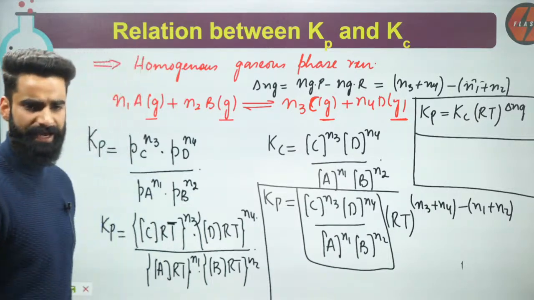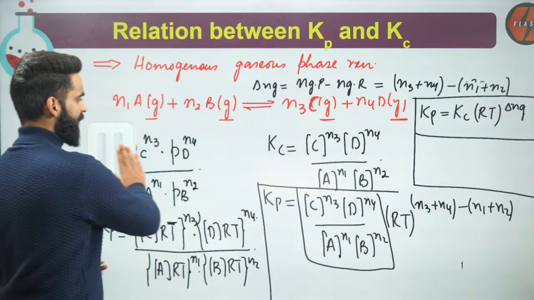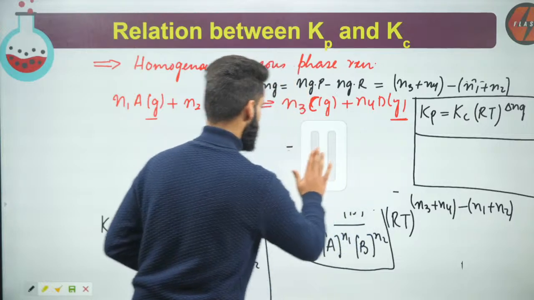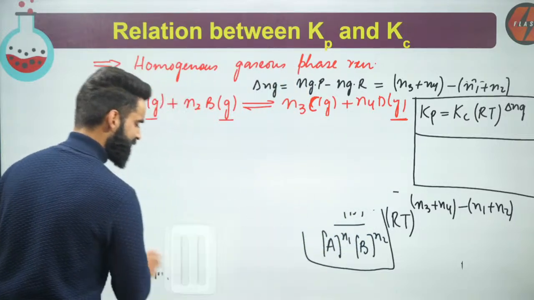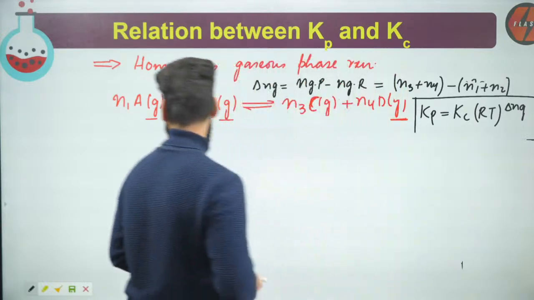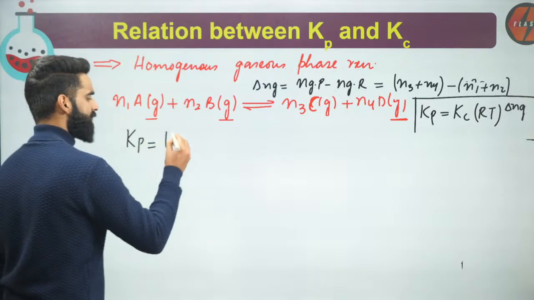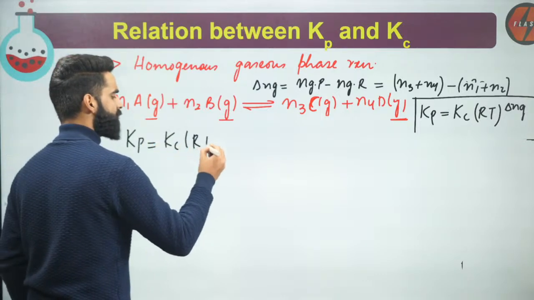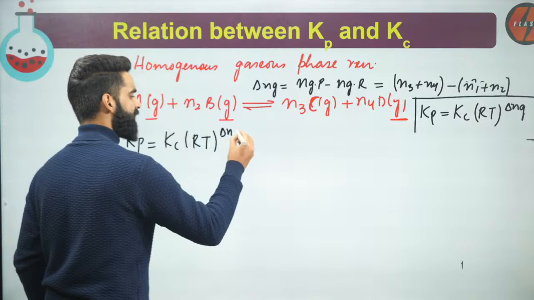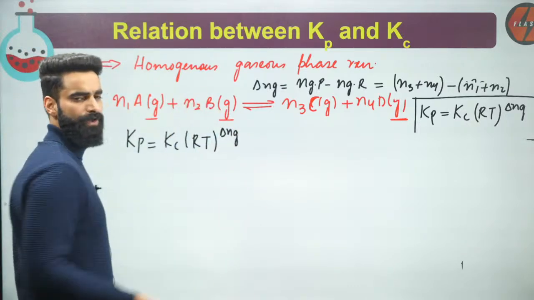Yeah, that's actually great. Now moving ahead, let me give you one more relation right here. Just understand that as well. So people, see, I got the relation as Kp is equal to Kc multiplied by (RT) to the power delta Ng. This is the relation between your Kp and Kc, where delta Ng you can calculate for any reaction.